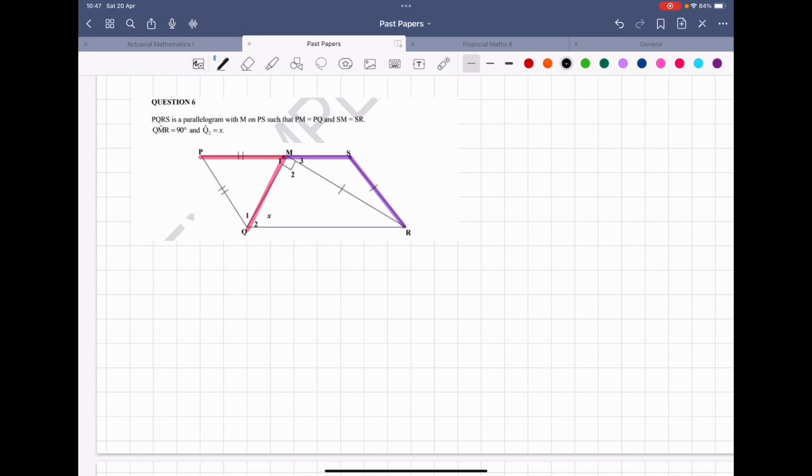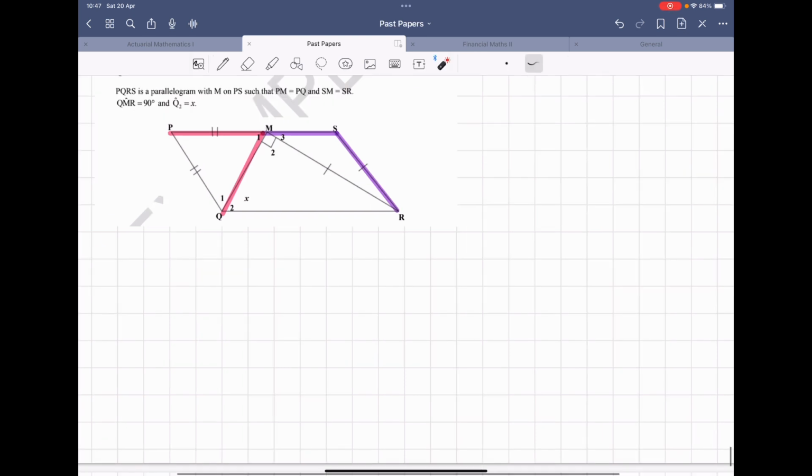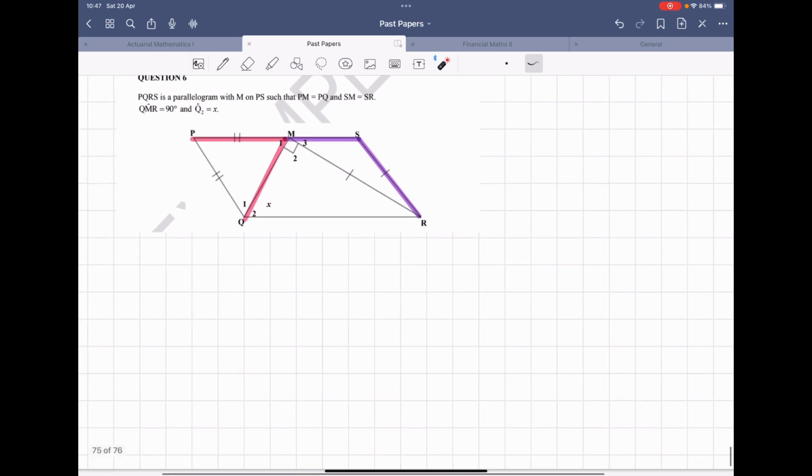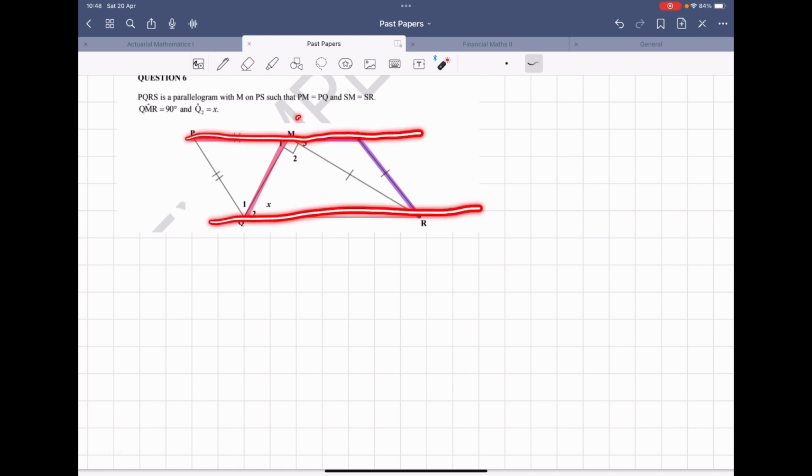So the first one asks us to determine with reasons two other angles which are equal to X. So I know that Q2 is equal to X. And straight away, because I was told that PQRS is a parallelogram, I know that this line here is parallel to this line here, and there is a line in between joining them, which means that because of alternate angles, I know that X is going to be equal to this angle here. These two are the same size. So that's the first one. I'm going to say that X is equal to M1.